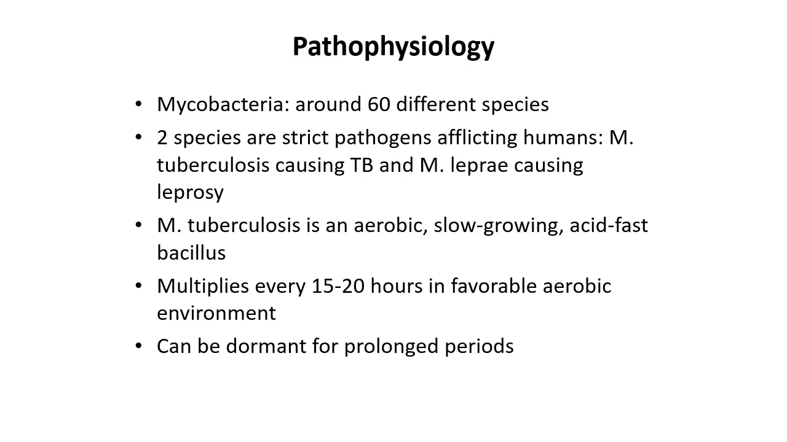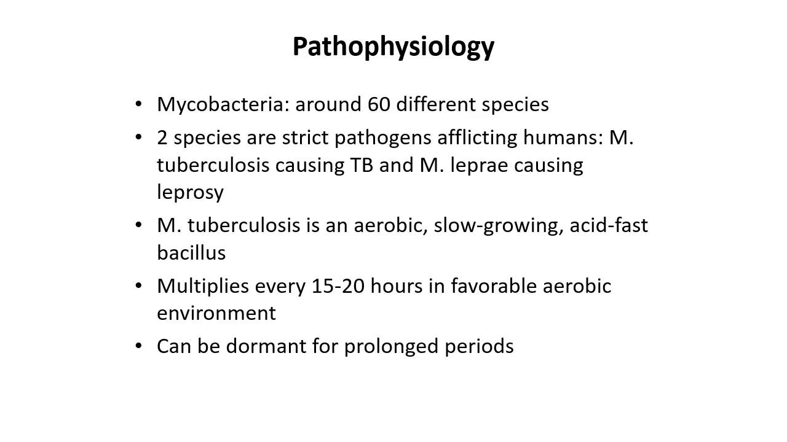Pathophysiology of spinal tuberculosis. The genus Mycobacterium comprises around 60 different species, of which 2 are strict pathogens that afflict humans: Mycobacterium tuberculosis, the causative organism of tuberculosis, and Mycobacterium leprae, causing leprosy.